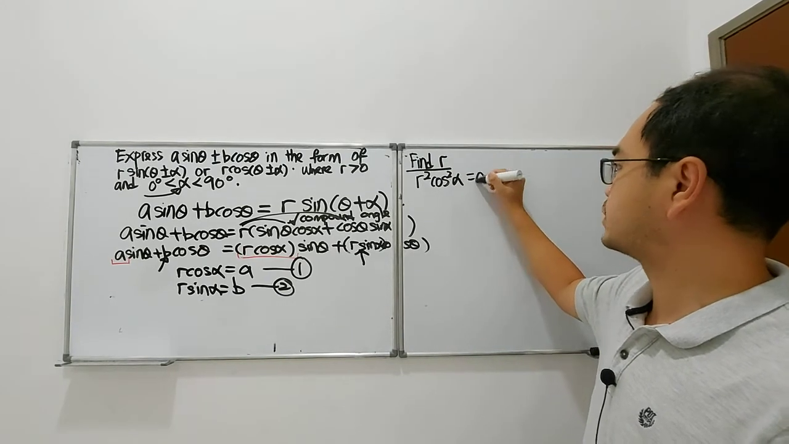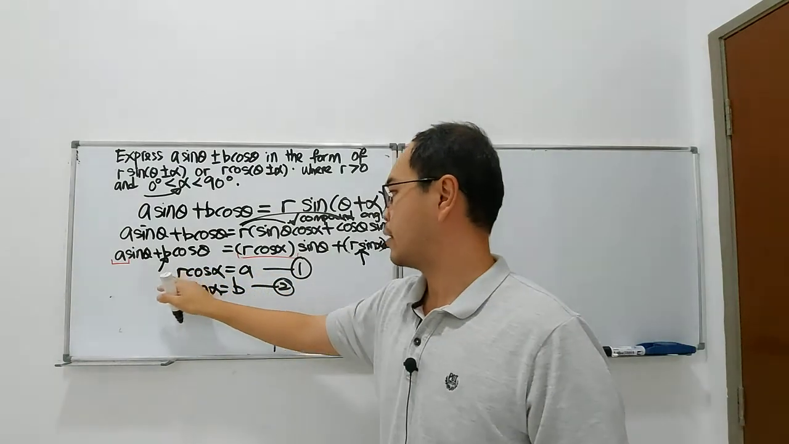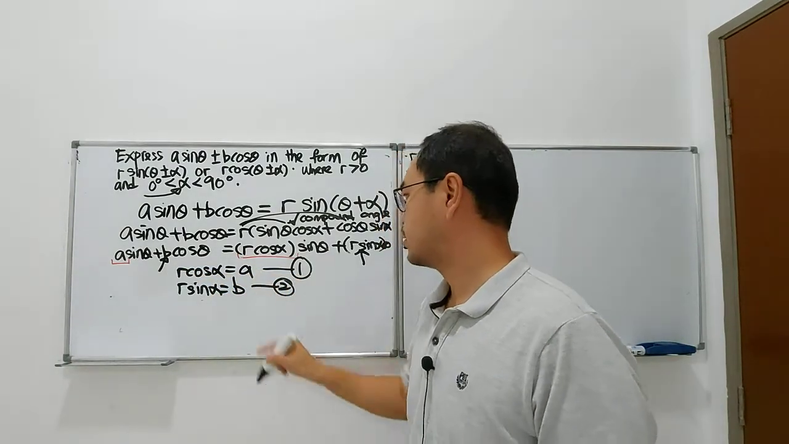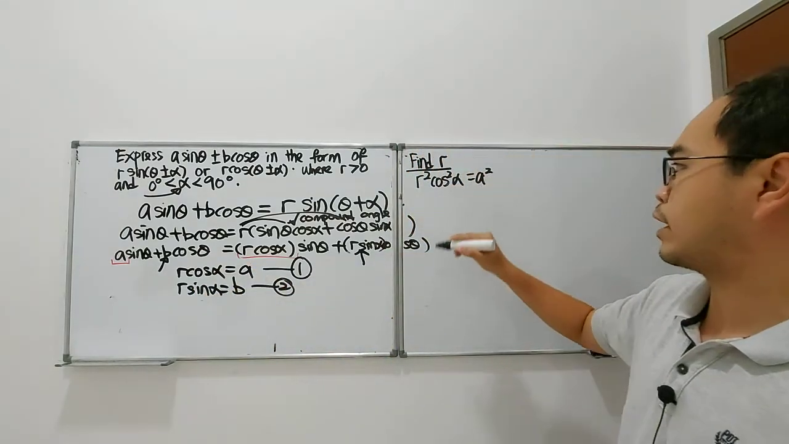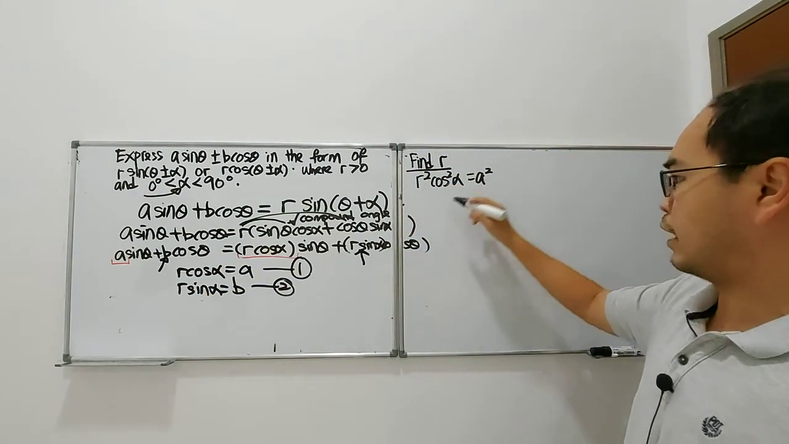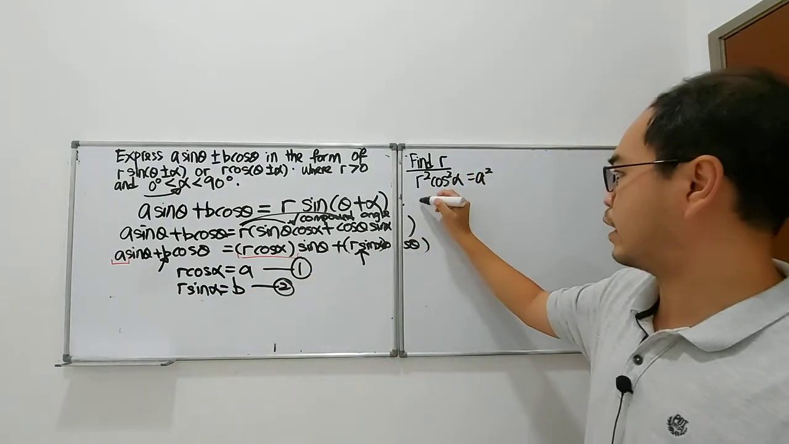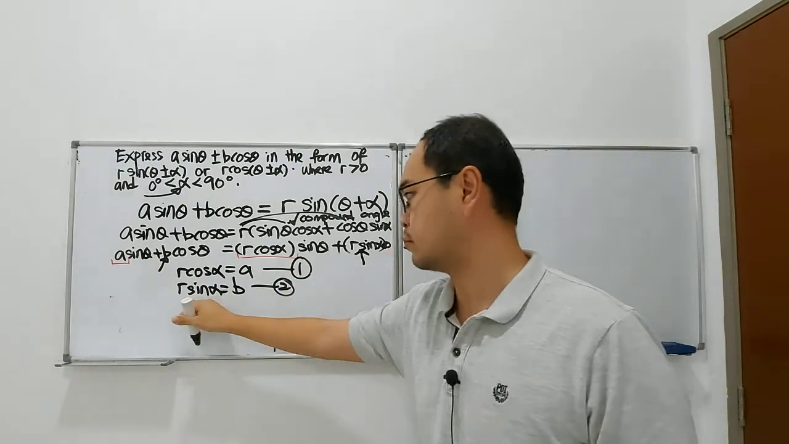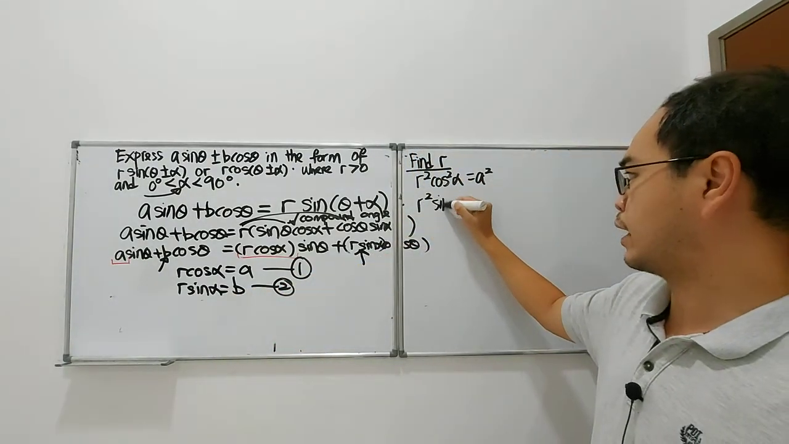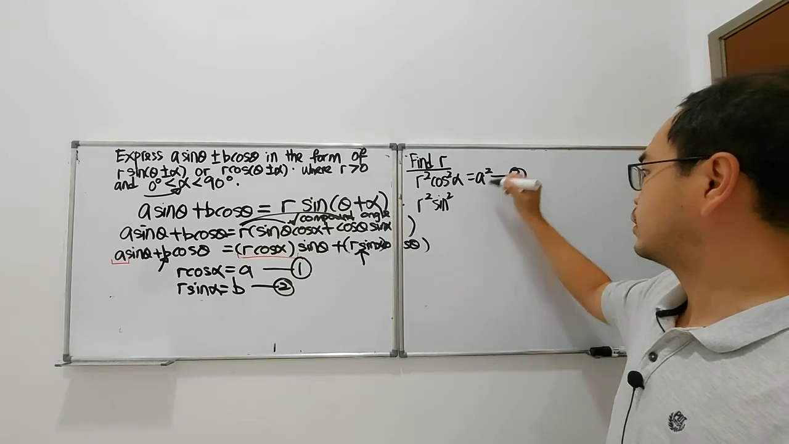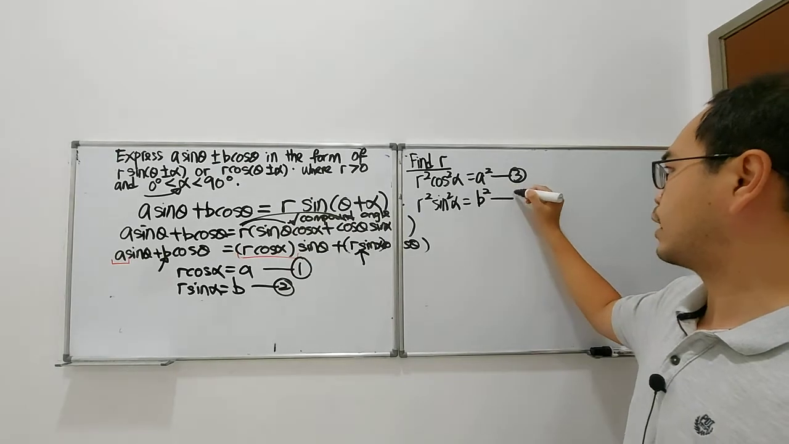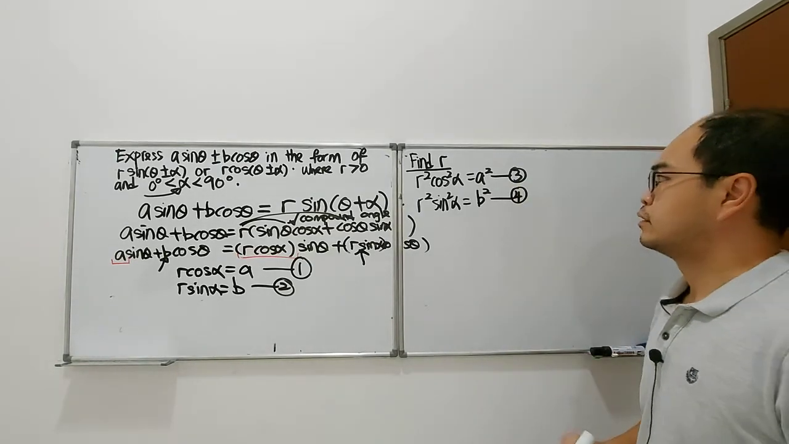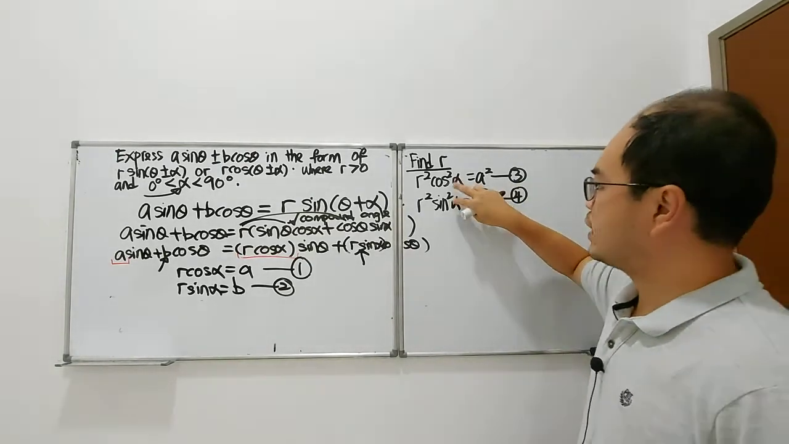Squaring both sides means I square both sides of equation 1. So I got r square cos square alpha equals a square. For equation 2, I also square both sides, so I got r square sine square alpha equals b square. Let's say this is equation 3 and this is equation 4. Now I want to eliminate the alpha.